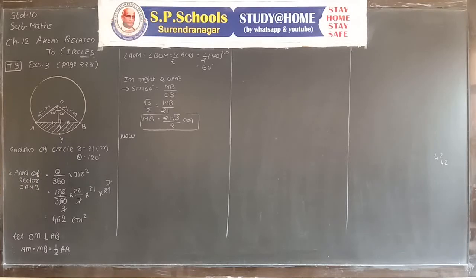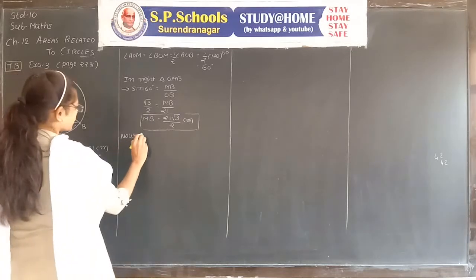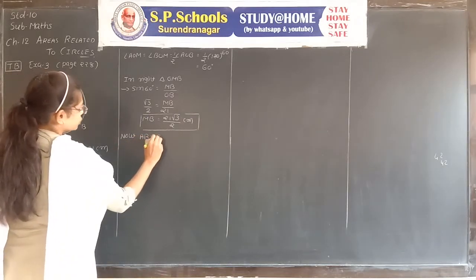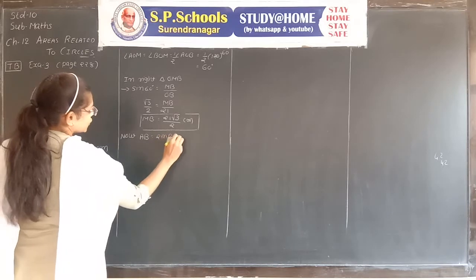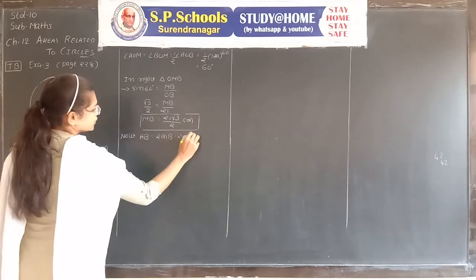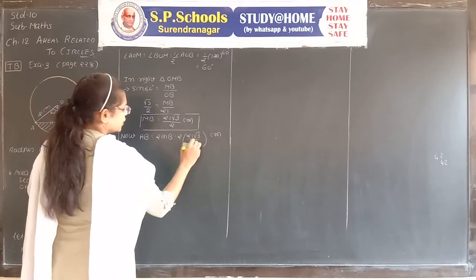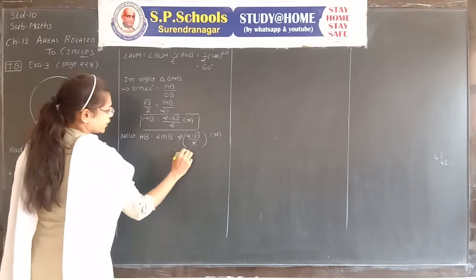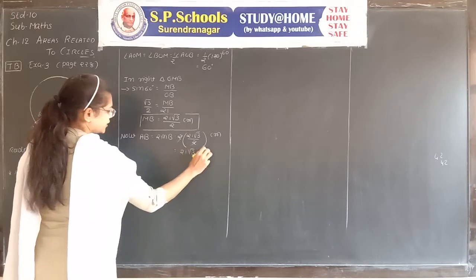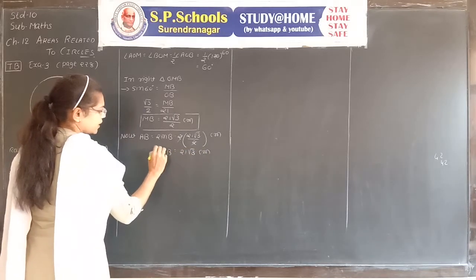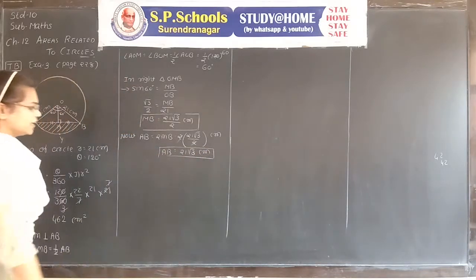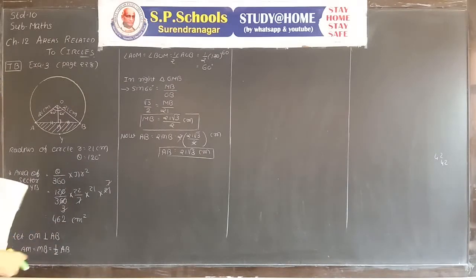Now we know AB is obtained by 2 times MB. AB is equal to 2 MB, 2 into 21 root 3 upon 2 centimeter. The 2 cancels and we get 21 root 3 centimeter, which is AB. AB is obtained here. Now OM is the height.